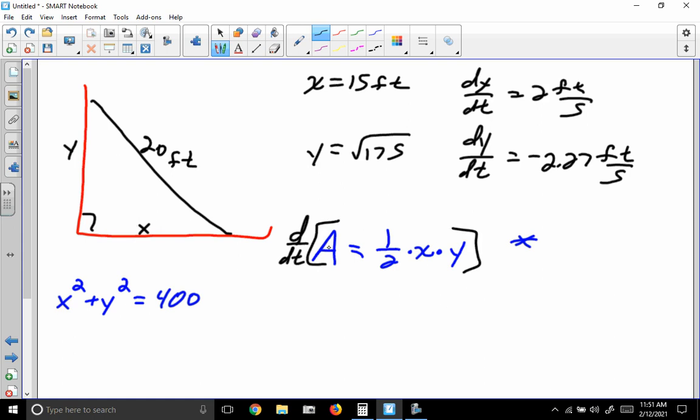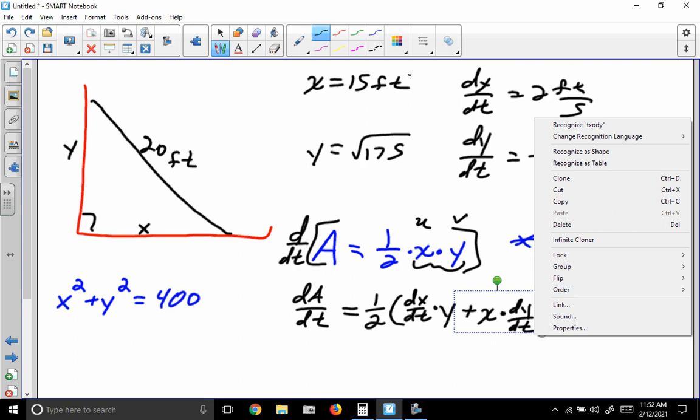So if we take the derivative of A with respect to t, that's dA dt. On the right side, 1/2 is a constant, so leave it alone. And we have a product here. So if we think about this as u and v, it's the derivative of the first one times the second one plus the first one times the derivative of the second one.